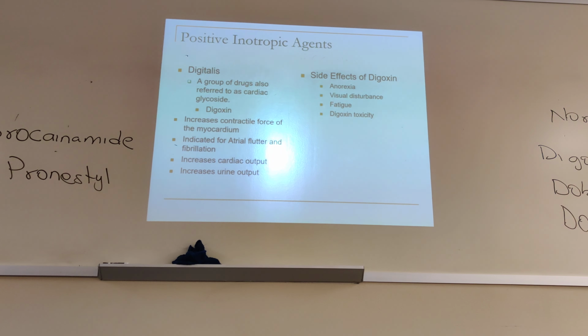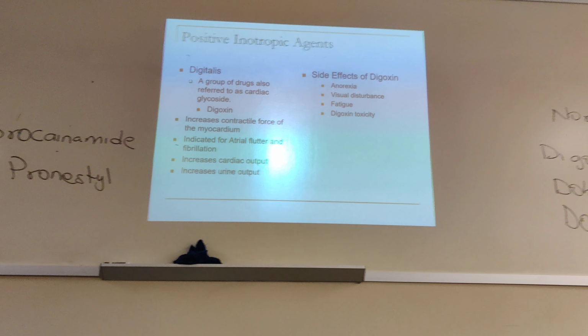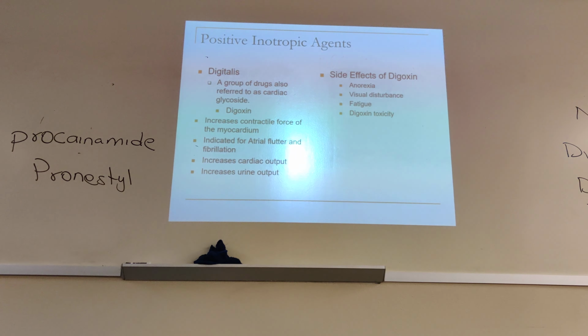So it increases cardiac output by increasing the strength. It increases urine output. If your blood pressure goes up, you make more urine, because now the kidneys will be more perfused. The more you perfuse the kidneys, the more urine you're going to make. The less you perfuse the kidneys, the less urine that you're going to make. If you have high blood pressure, you will pee a lot. If you have low blood pressure, you don't.